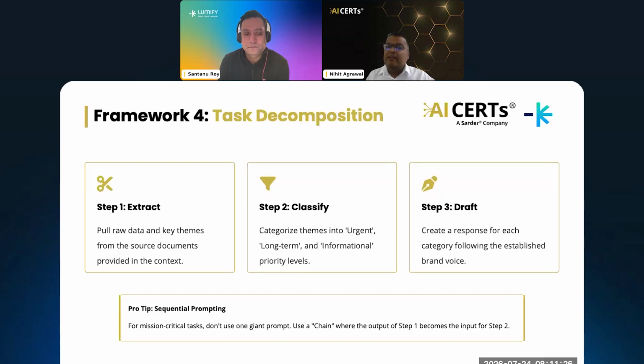And one important tip regarding this is sequential prompting. Instead of giving one giant prompt, do it step by step. The output of step one will feed into step two, and the output of step two will feed into step three, which makes AI much more accurate.